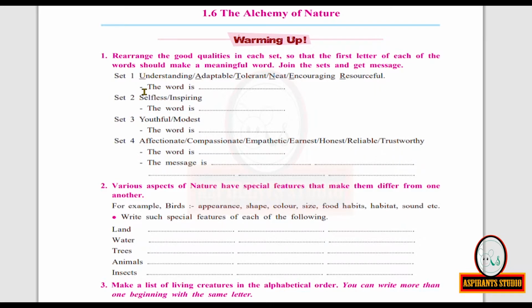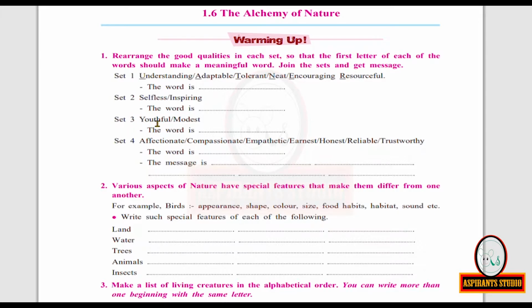Set 1. Understanding, adaptable, tolerant, neat, encouraging, resourceful. Now the underlined letters, the first letters U, A, T, N, E and R. If you interchange the letters, you will get a meaningful word: nature. Set 2. Selfless, inspiring. Now underline the letters S and I. So the word is IS.